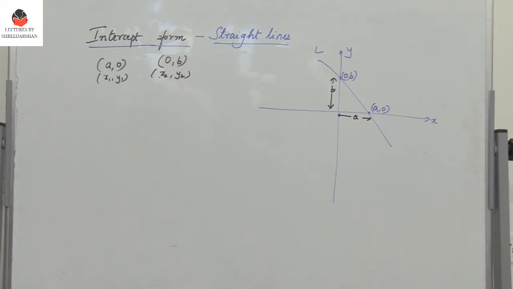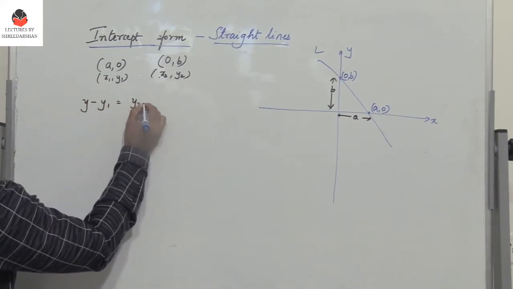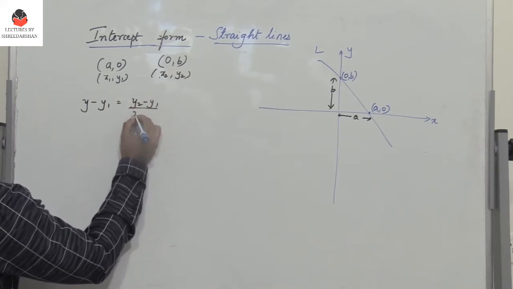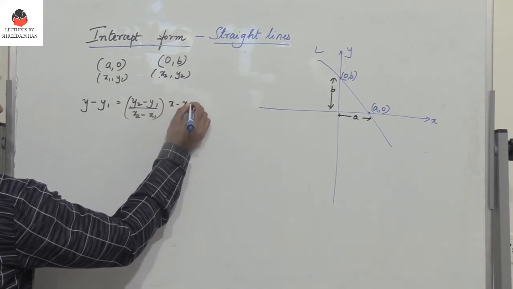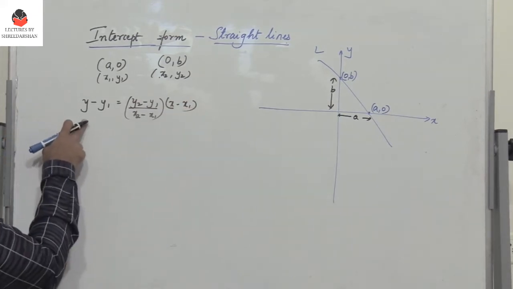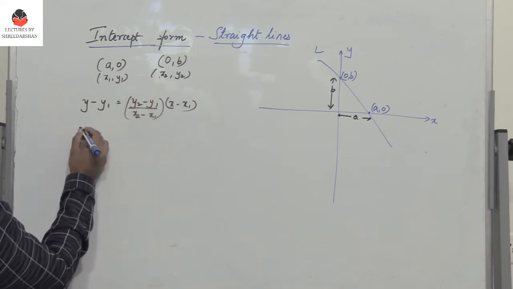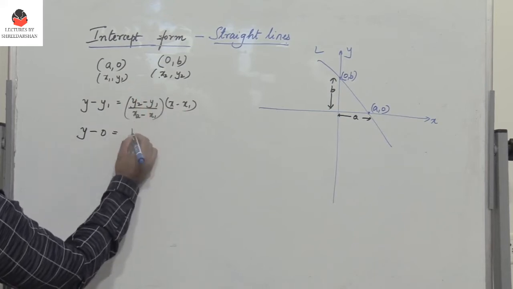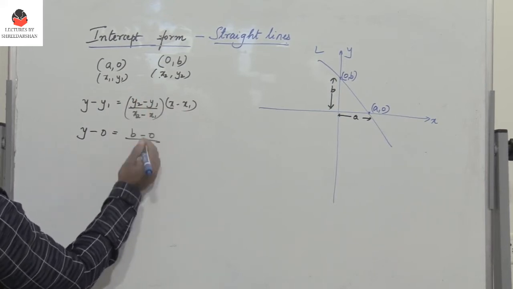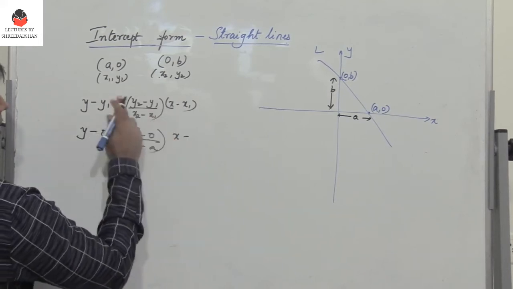So now to find the expression, I have y minus y1 equals (y2 minus y1) divided by (x2 minus x1) into (x minus x1). So you have this expression here. So now substitute the values of x1, y1, x2 and y2. So you have y minus 0 equals (y2 minus y1, which is b minus 0) divided by (0 minus a) into (x minus x1, which is a).